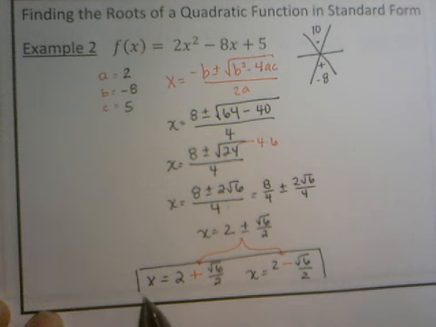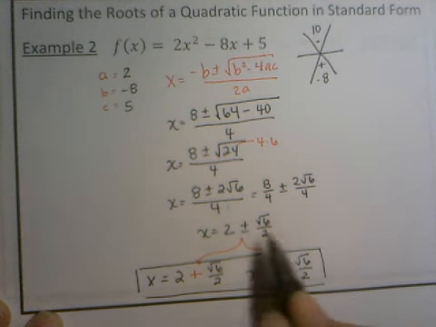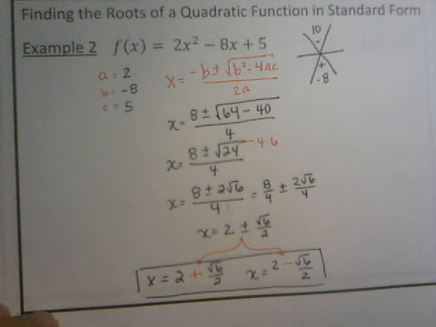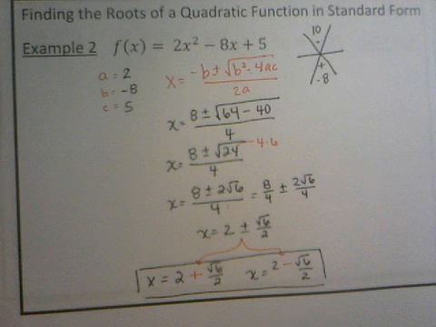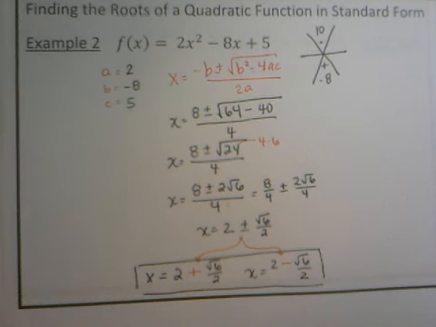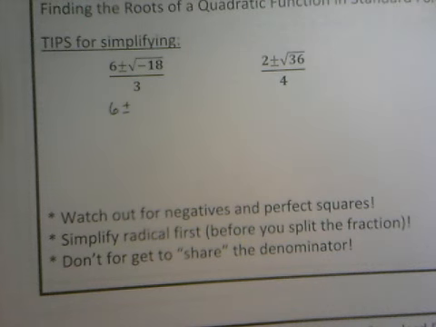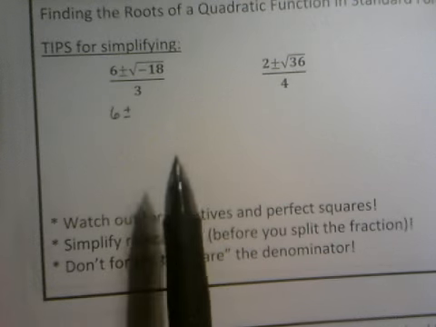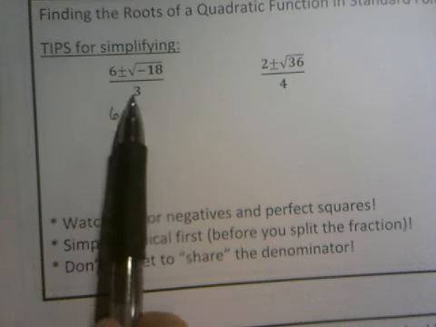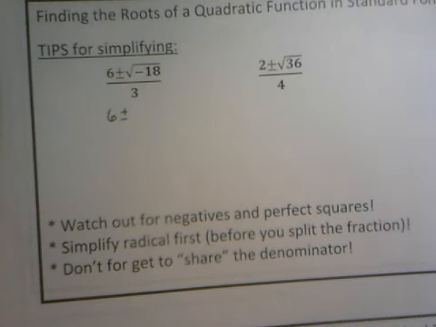The one thing that I think a lot of people struggle with is this last simplifying step. So let me show you a couple tips for simplifying before I give you your own problems to do. The first thing that I'll remind you is that you need to make sure that you watch out for negatives in perfect squares. In this first example at the top, this is something that you might encounter sort of at the end of a quadratic formula problem.